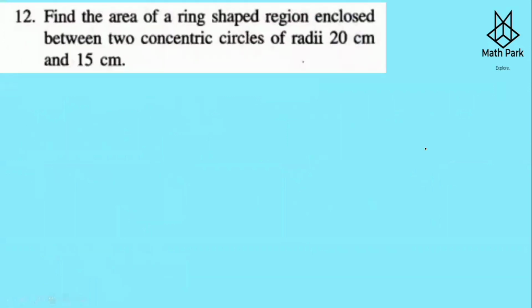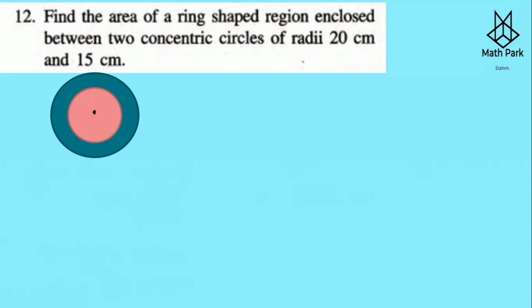Got it? Question number 21. Find the area of the ring-shaped region enclosed between two concentric circles of radii 20 centimeter and 15. So concentric circles are the circles having the same center but different radii. So these are the concentric circles with the center O, where you are given the ring-shaped region.